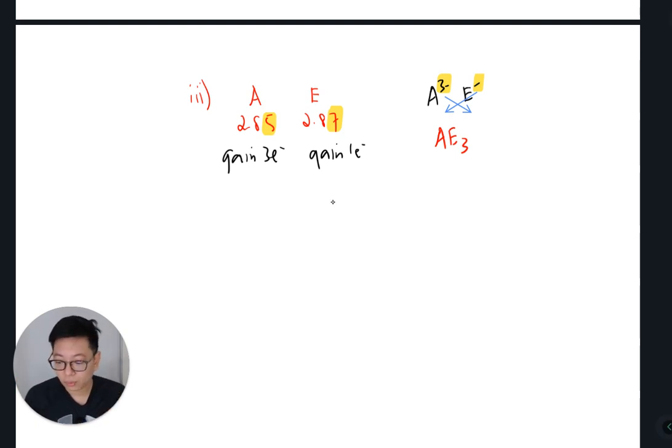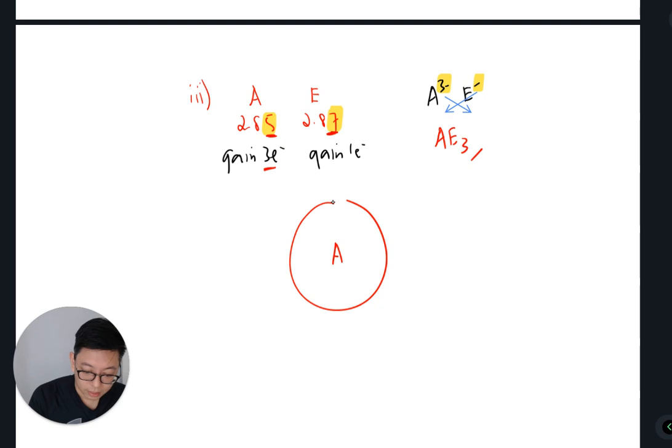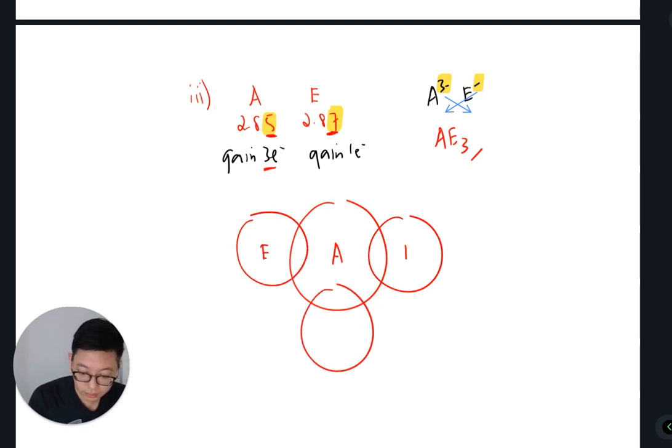Okay, so now we know that it's AE3, all right? We know that it's non-metal and non-metal, so covalent, all right? A needs to gain 3 electrons. The one that needs to gain the most is in the middle, so A is in the middle. And then E will be beside. 1, 2, 3. E, E, E.